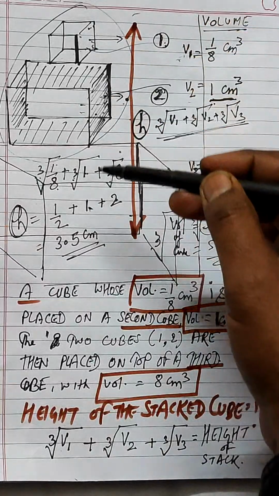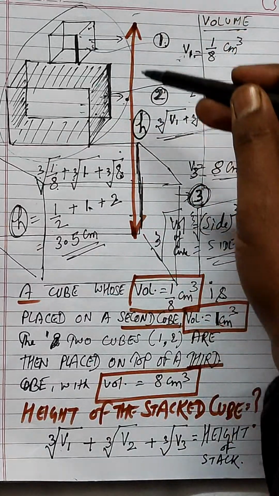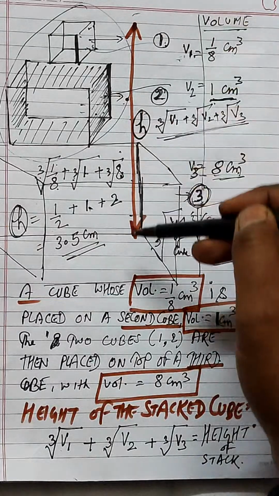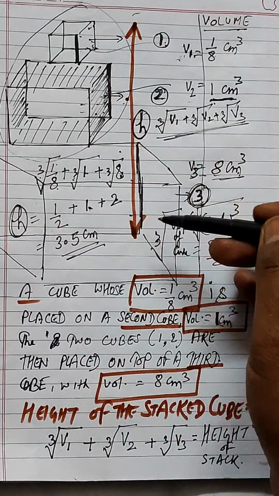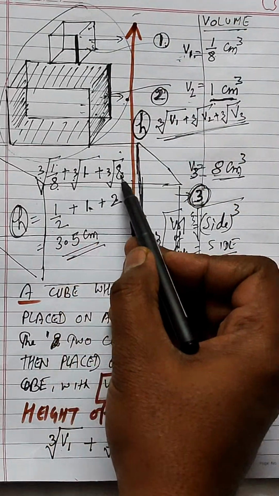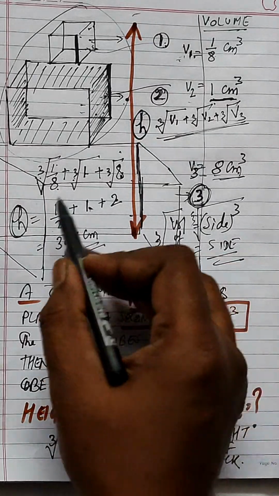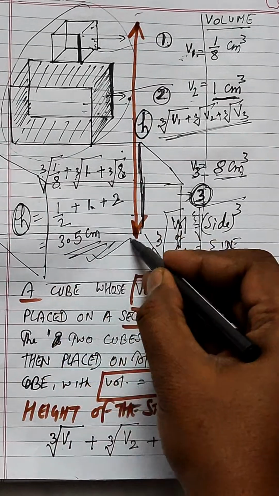Three cubes are kept over each other. We need to calculate the height of this stack. So this height can be calculated by taking the cubic root of all these three volumes. So this is now solved.